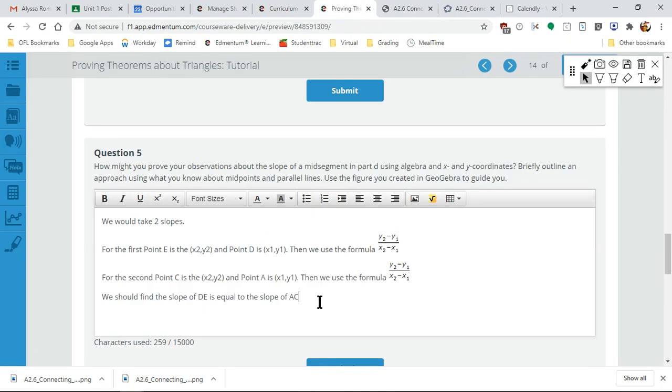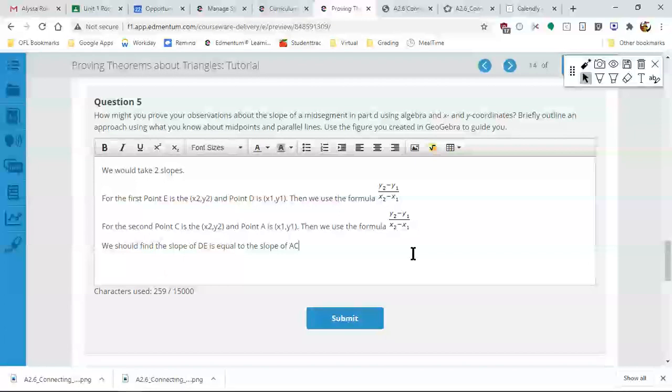In fact, if you don't even want to mention the algebra formula, I don't care. Just say we find the rise over run of DE, we find the rise over run of AC, and we should find that the slopes are equal. That's way easier, and that's a more geometry way of doing it. Use the figure created to guide you.